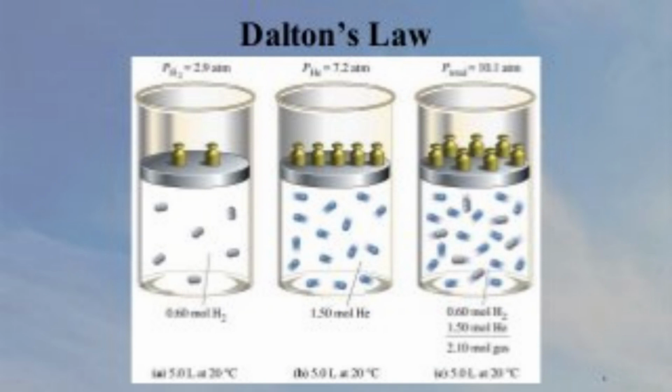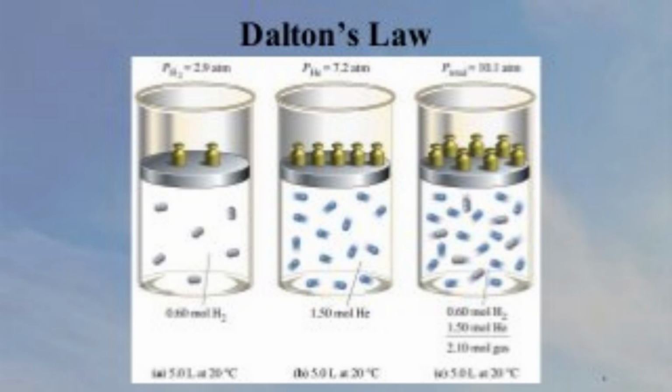We have taken three containers. In container 1, we have placed hydrogen. In container 2, we have placed helium, while in container 3, we have placed a mixture of hydrogen and helium. These three containers are maintained at the same volume and temperature conditions, meaning 5 liter volume and 20 degree C temperature.